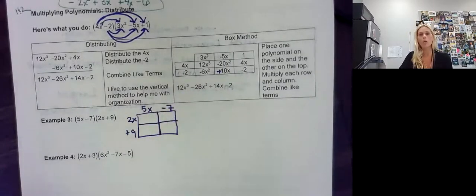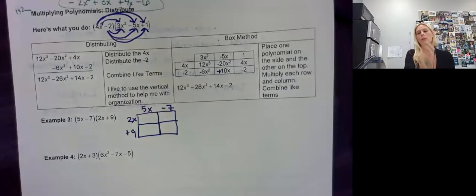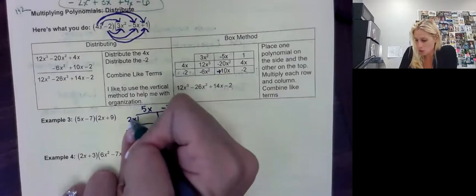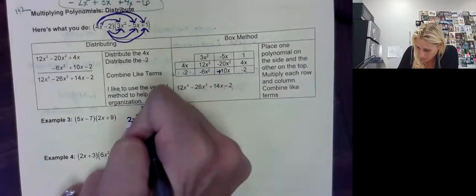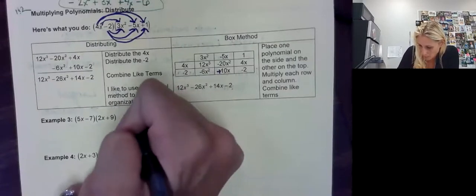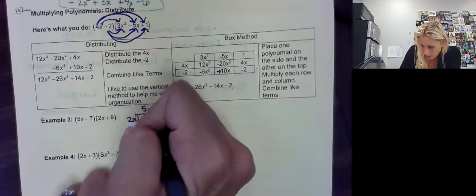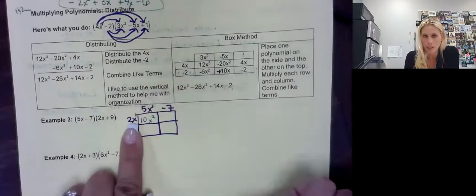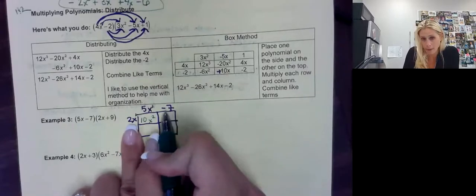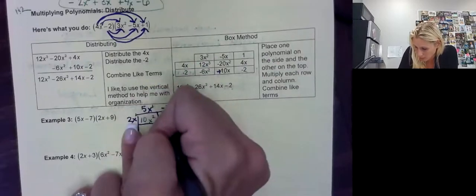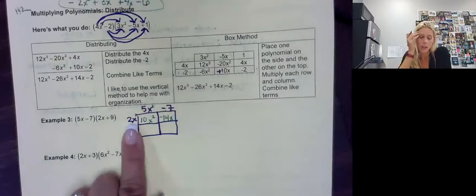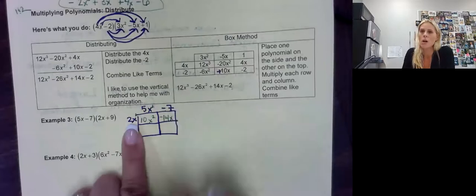All right, now what I'm going to do is multiply. I'm going to use a different color so we can see. So 2x times 5x. 2 times 5 is 10, and x times x is x squared. Remember, this is to the first, and if I add the exponents there, that's where I get the 2. Okay, let's do these two. 2x times negative 7. Well, 2 times negative 7 is negative 14. And then we're just left with x to the first there, or x, because there's nothing to add it to with that.